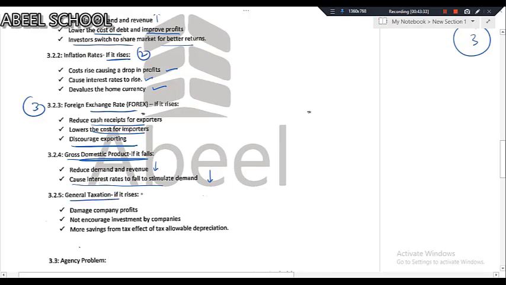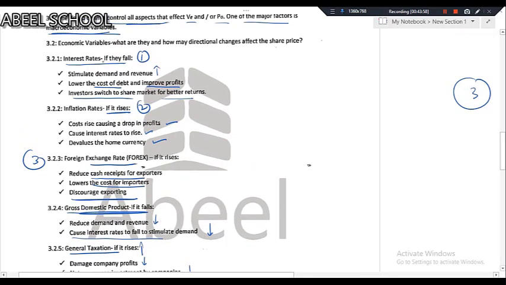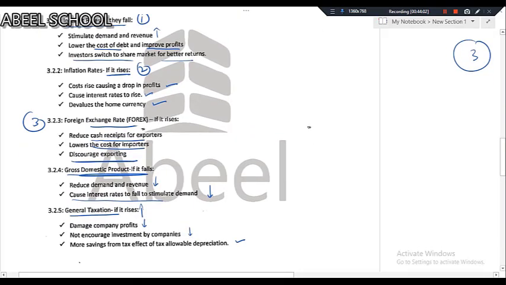General taxation, if it rises, damages company profit, obviously profitability will reduce, not encouraging investment by companies. More saving from the tax effect: there is only one benefit, that if the tax rate has increased, you will get a higher tax saving from capital allowances. Other than that, there is no benefit. So you can see there are 5 economic variables. One is interest rate, second is inflation, third is foreign exchange, the fourth one is GDP, and the last one is general taxation. There is a 6th factor as well, which is political risk.